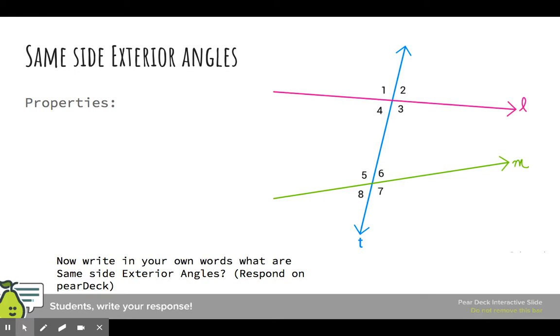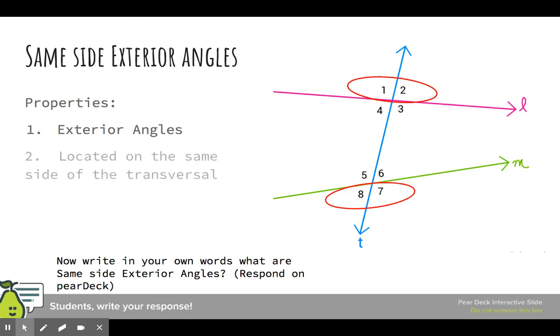Now let's look at same side exterior angles. They are exterior, so I have to find my exterior angles first. They are the ones outside of the two lines. Next, they are located on the same side of the transversal, either right or left. Let's do the same thing again and see the overlapping. So I would have angles 2 and 7 as same side exterior angles. And if I do it on the left, I would have angles 1 and 8 as same side exterior angles.